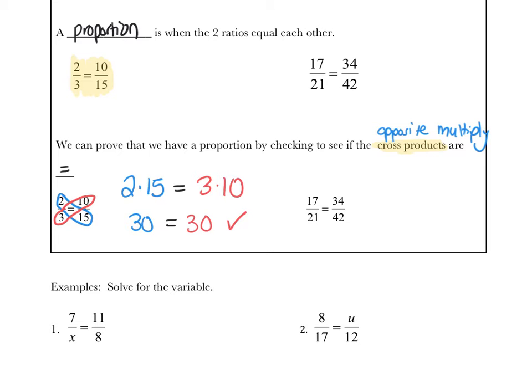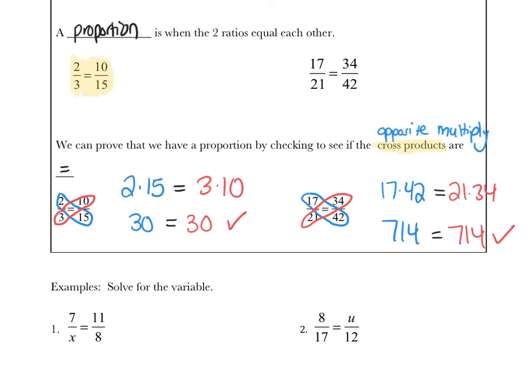And you can do the same thing with the other one. So in this one, you would have 17 times 42 because that is the one across from it. So 17 times 42 would be your first one. And then we have to see if it equals the other side, which would be 21 times 34. So if you do those out on the calculator, 17 times 42 is 714. And then 21 times 34 is also 714. So we know that this is a proportion because the cross products are equal to one another.